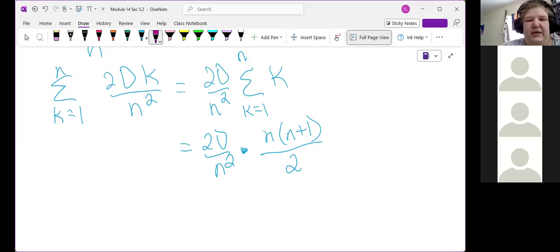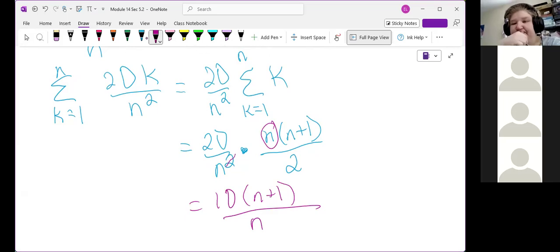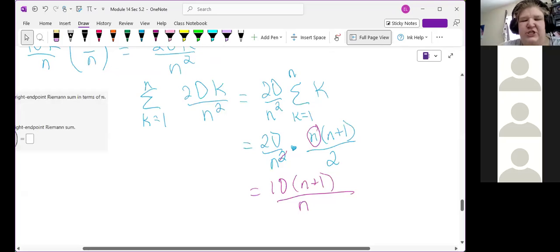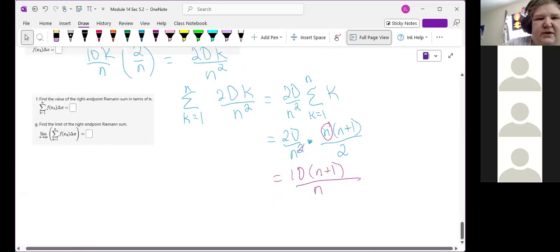So the 2 and the 20 will reduce back to a 10. And then this is n squared plus n. You know what? I can cancel this n with one of these. So it's 10 times n plus 1 over n. WebWorks should take this as the result for that part. And now we just need to do the limit of this result.